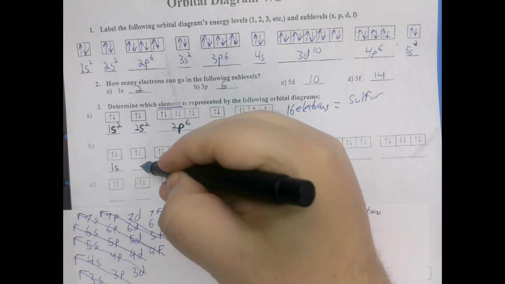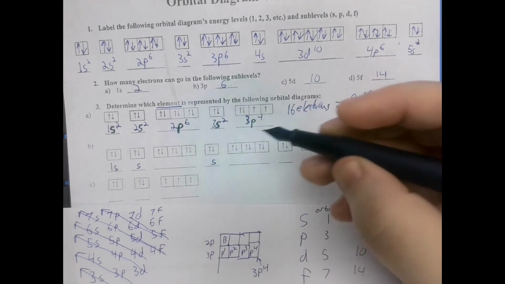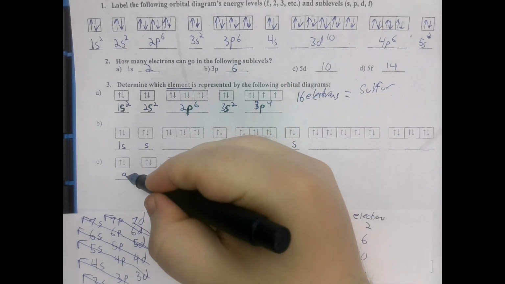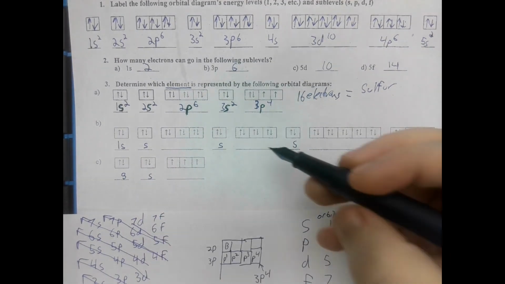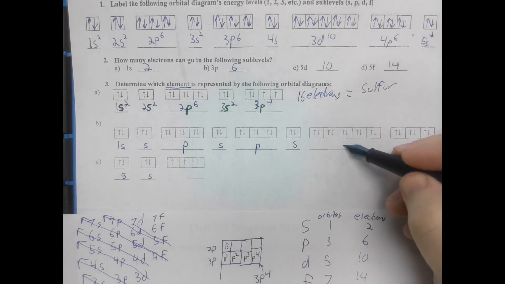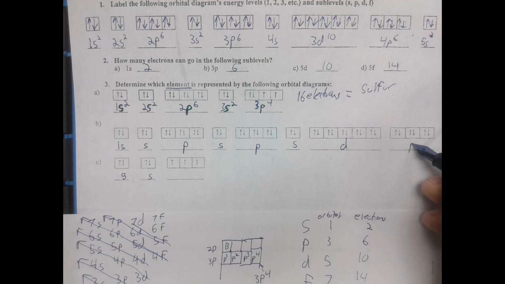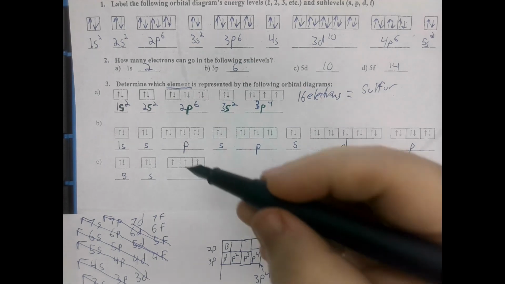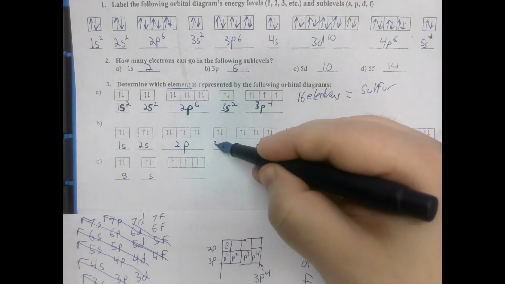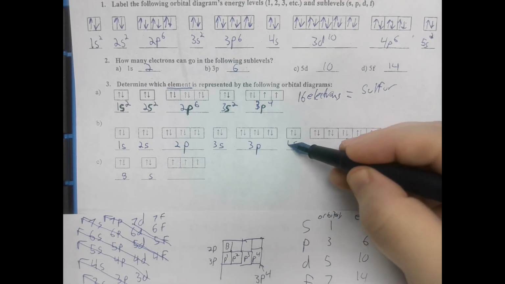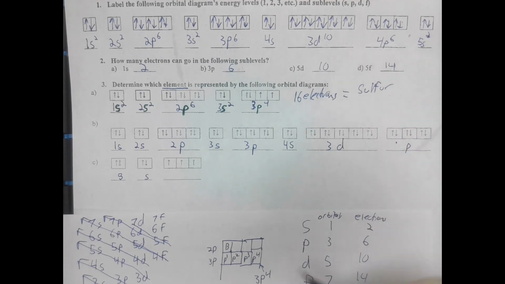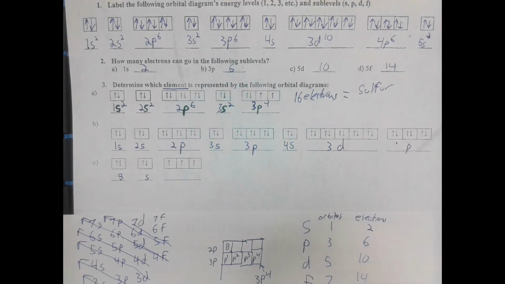I know that these are S's. You can even come over here and start on the next one. I know that these are going to be my P's. This has 5, so that has to be a D. And then my order is 1S, 2S, 2P, 3S, 3P, 4S, 3D, and double checking, after 3D is 4P.